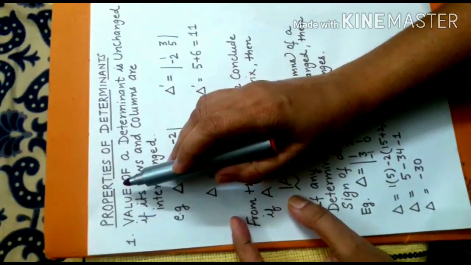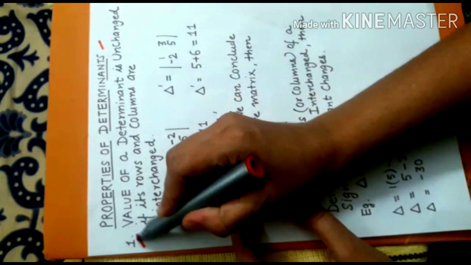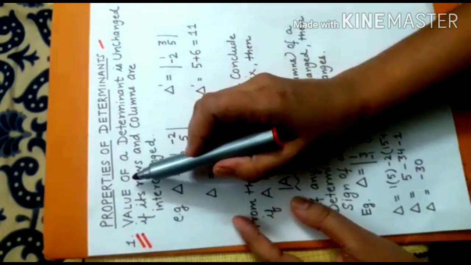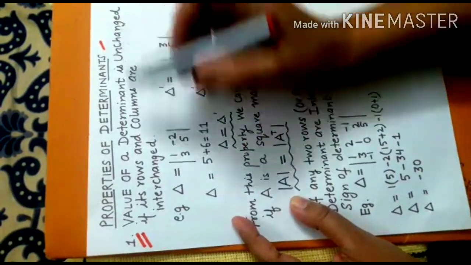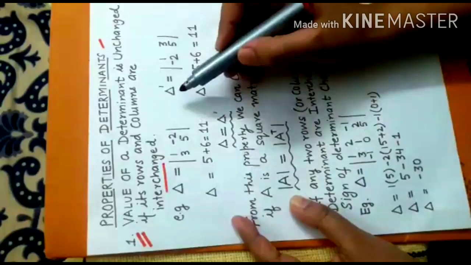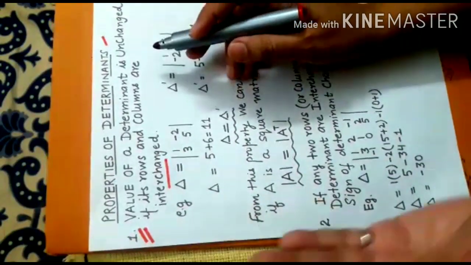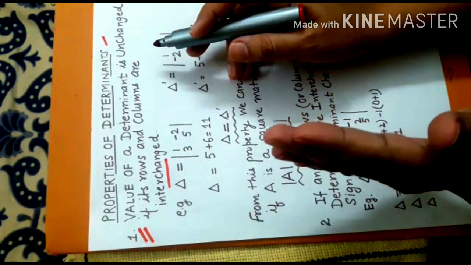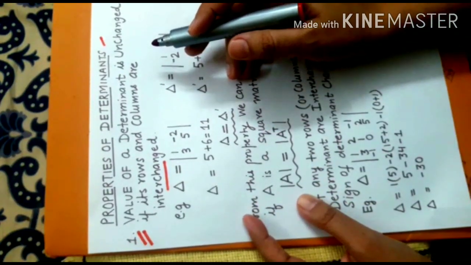Today we will discuss the properties of determinants. The first property is: the value of a determinant is unchanged if its rows and columns are interchanged. That means if we interchange the rows and the columns of a determinant, then there will be no change in the value of the determinant.